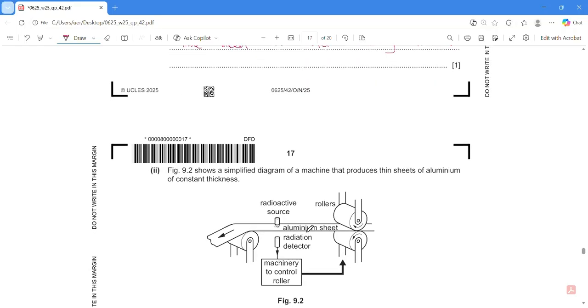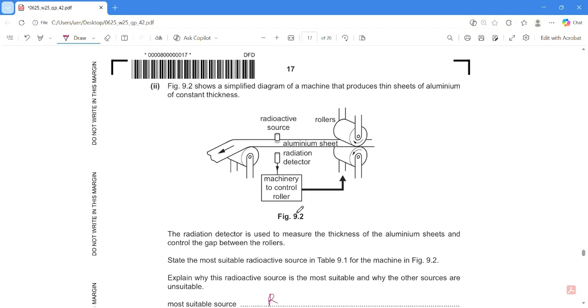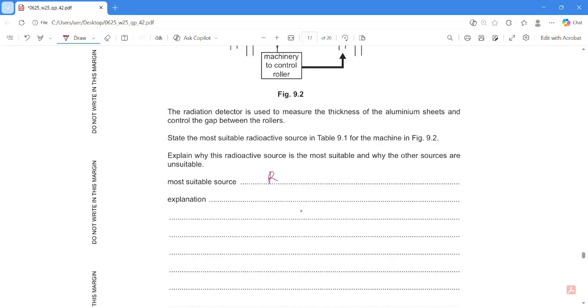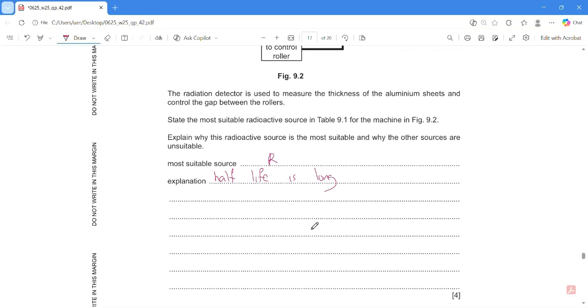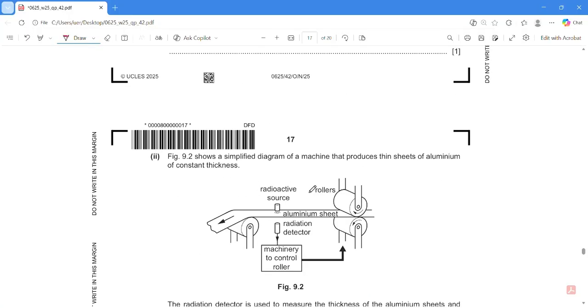Why don't we use one that's too short? Because if your half-life is too short, you have to keep maintaining your machine, so it's not that good. So first, you say the half-life is long. And why do we need the half-life to be long? So the source doesn't have to be replaced too often. Like I said, we don't want to keep maintaining the machine. We want to save the cost.